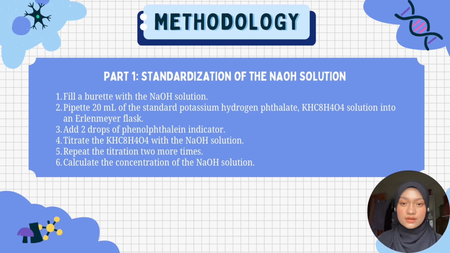Firstly, fill a burette with the sodium hydroxide solution. Second, pipette 20 ml of the standard potassium hydrogen phthalate solution into an Erlenmeyer flask. You can ask your instructor for the exact concentration of this solution. Then add 2 drops of phenolphthalein indicator. Thirdly, titrate the potassium hydrogen phthalate with the sodium hydroxide solution. Then repeat the titration 2 more times. Lastly, we can calculate the concentration of the sodium hydroxide solution.